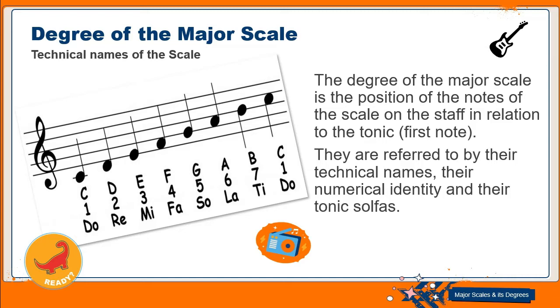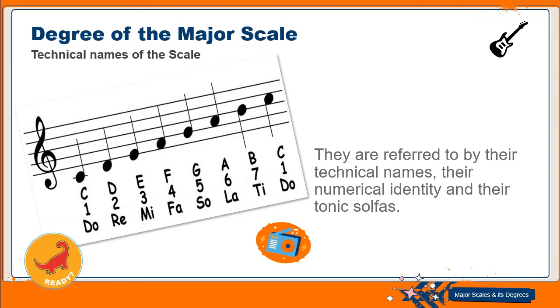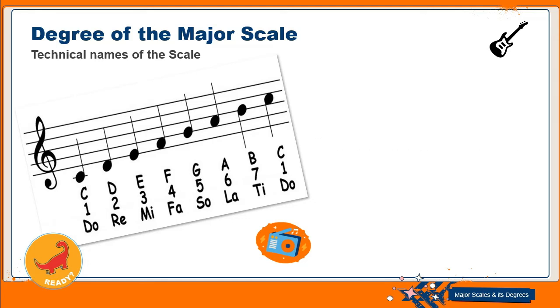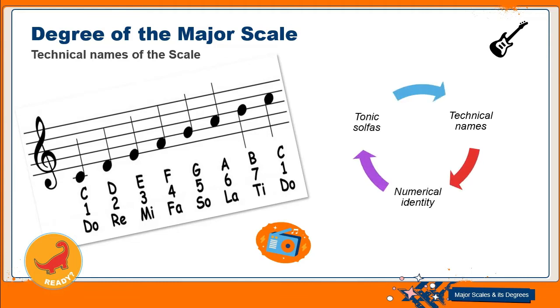and equally their numerical identity, which is the position they occupy in that scale. That is their numerical identity. Some can be the first, we have the second, we have the third note, the fourth note, the fifth, the sixth, the seventh, and thereafter the octave, which is actually a repetition of the very first note or the tonic. Now, these three parameters of identifying the degree of the major scale, we are going to be using them interchangeably in the study of this lesson.